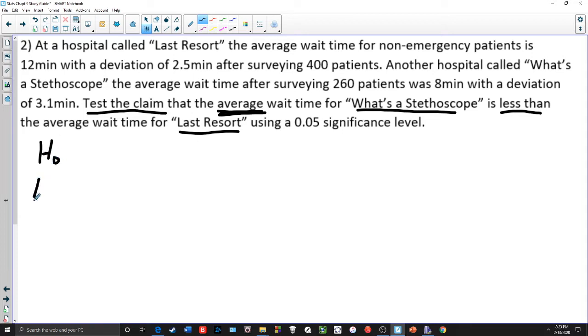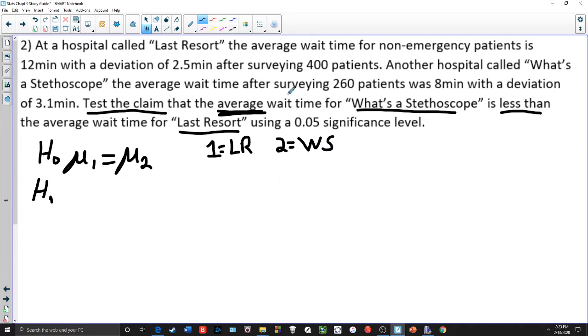H0 and H1. So average wait time. If we're testing an average, that means we're going to be using mu, because mu represents average. So the average wait time of the first is always equal to the average wait time of the second. That's how our null hypothesis works. And I should probably write down what my 1 and 2 represent because I have two different hospitals going on. So I'll say 1 is equal to Last Resort, LR, and 2 is equal to What's a Stethoscope, so that would be WS.